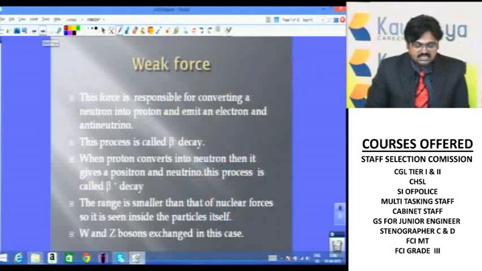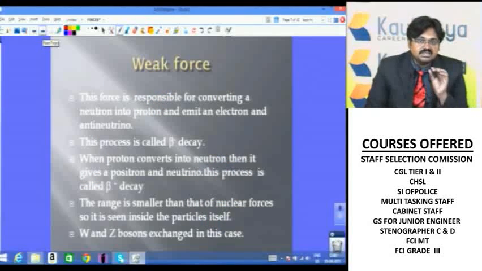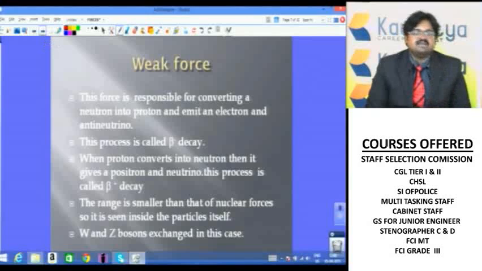Now the last force is the weak force. Now I'll call it a weak force because it's actually a very weak force. Now the weak force arises within the particle itself. Now we have said that a galaxy is formed by using gravitation. We have said that an atom is formed by using electromagnetic force. We have said that a nucleus is formed by using a nuclear force.